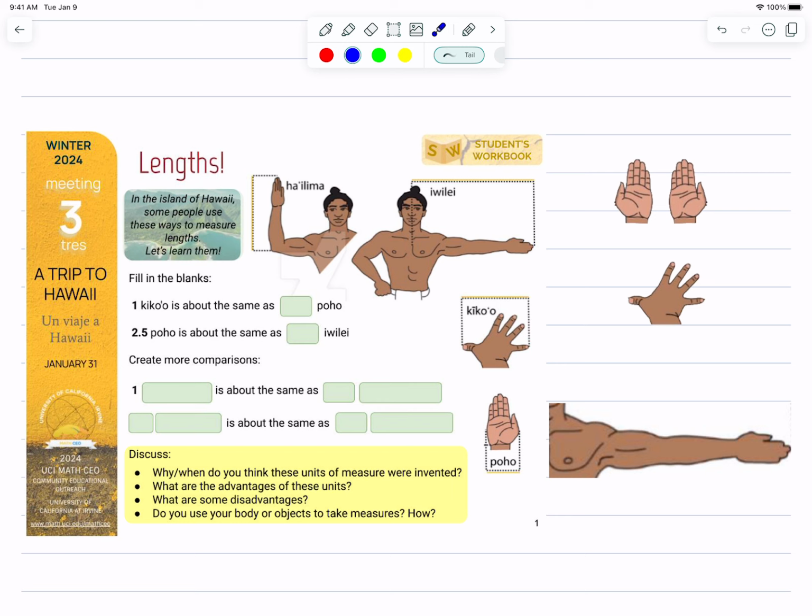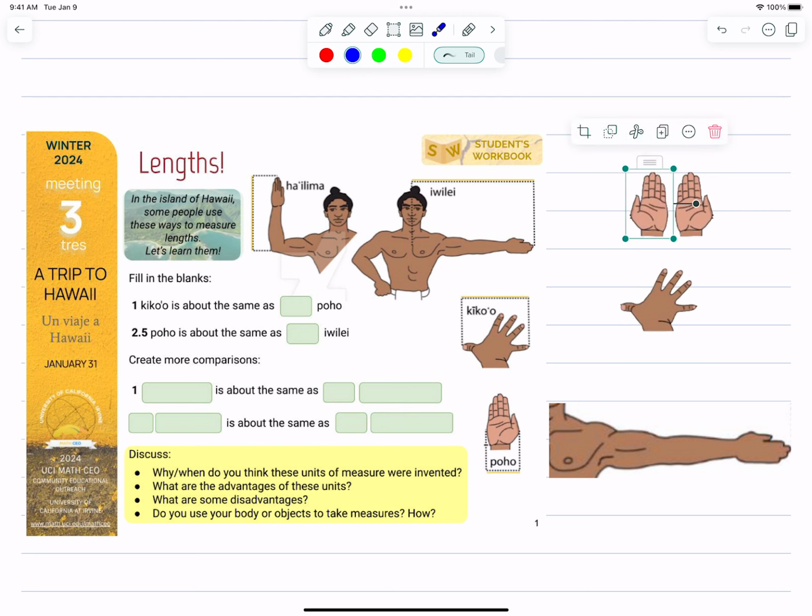Literally, to decide how many poho go into a kiko'o, you should just get people's hands and start comparing them side by side. So say you got one student's hand right here, and so this would be a kiko'o, and then how many poho, how many of these do we need to stretch across it? Well, it looks like we need at least one, and then if we put another one there right next to it, it looks like that's about the right length. So it looks like one kiko'o is about the same as two poho.